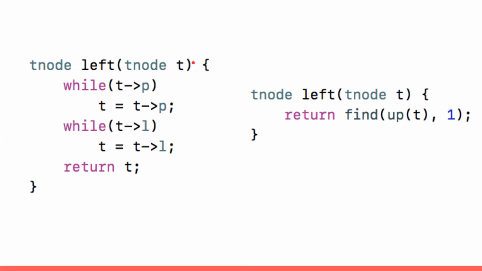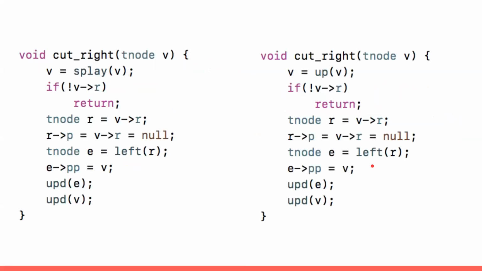So our left function will be changed. We can just use find here, find the very first element. For cut right, the only thing that changes is that we replace splay with up, because we also need to clean it first. Alternatively, we can just call the clean function here and the splay function here, but it's actually the same as what up is doing.